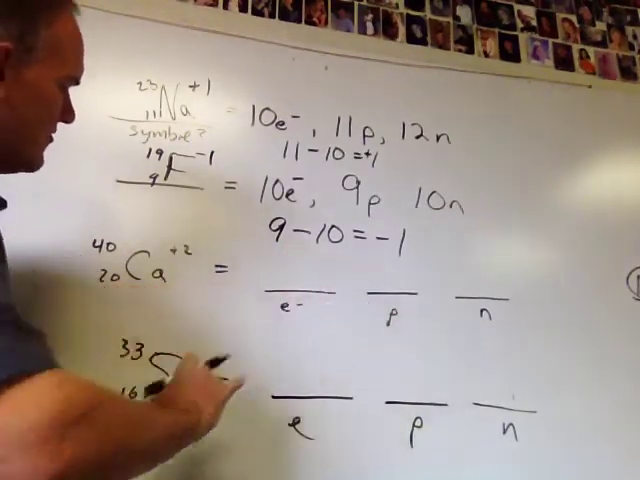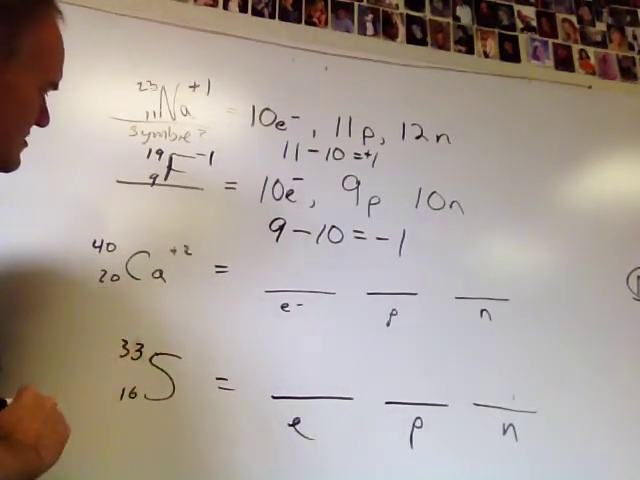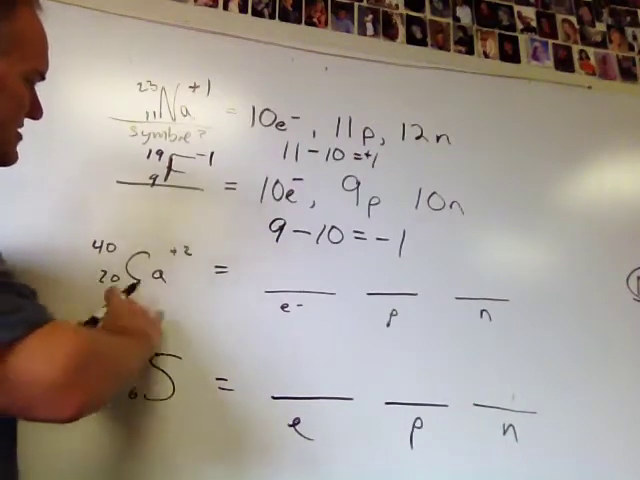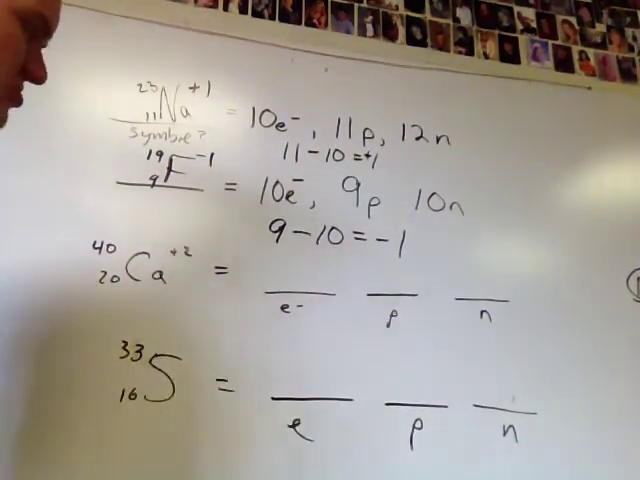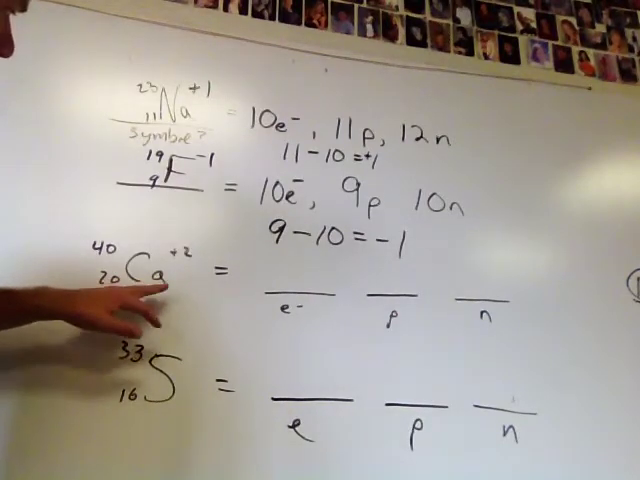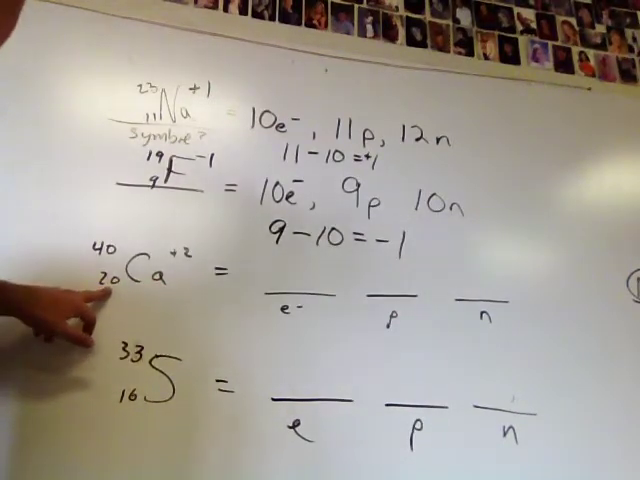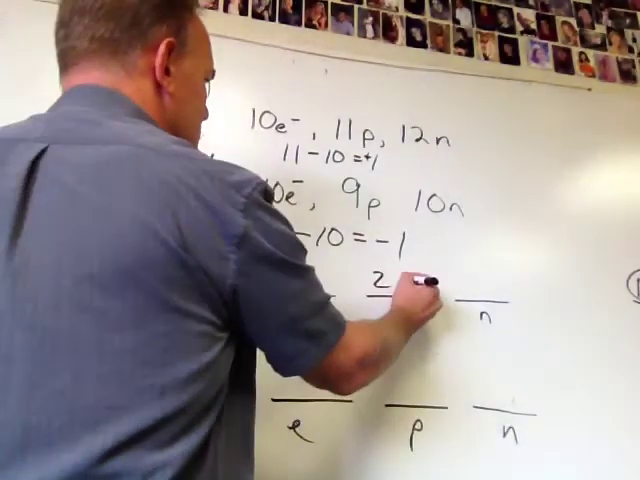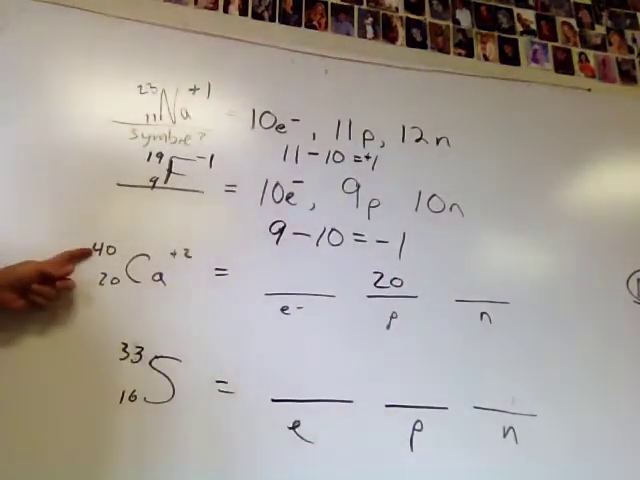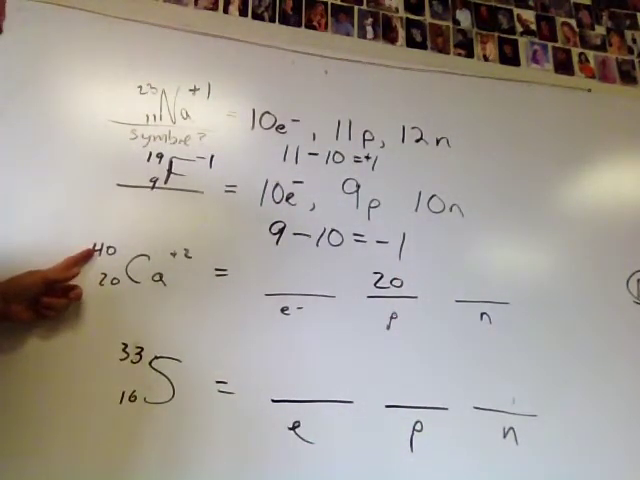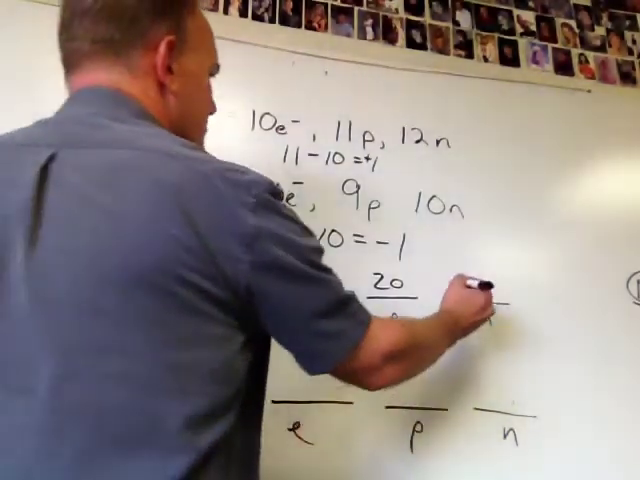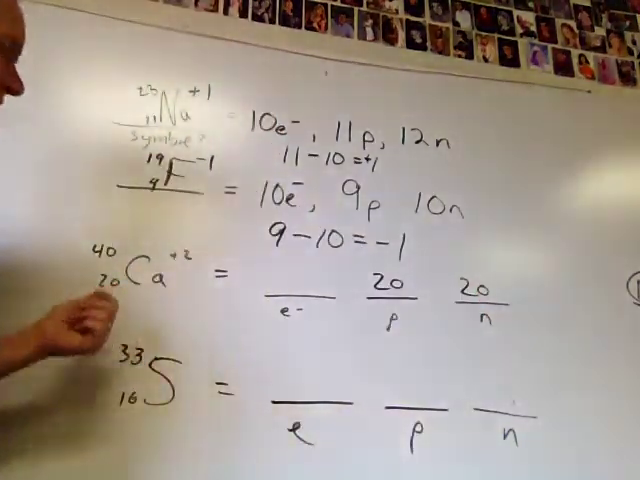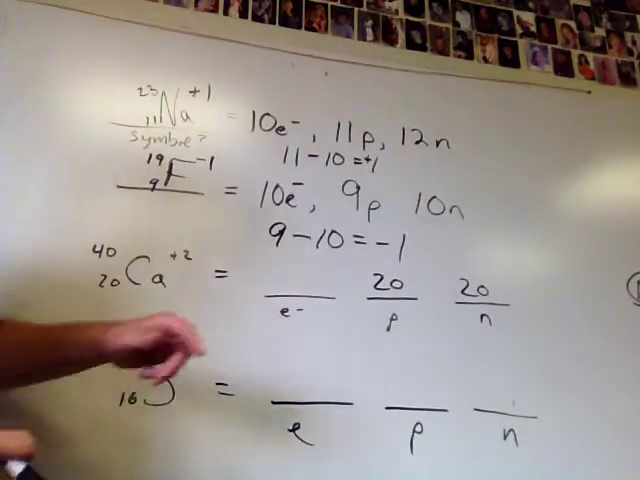Alright, now if we go the other way, this time we have the whole symbol, but we have to figure out the protons, neutrons, and electrons. So we look here and we see the proton number is the bottom number, that's 20, so we're good with that. The neutron number is not 40, it is the difference between the mass number and the proton number, so 40 minus 20 is still 20. And then we get to the electrons.